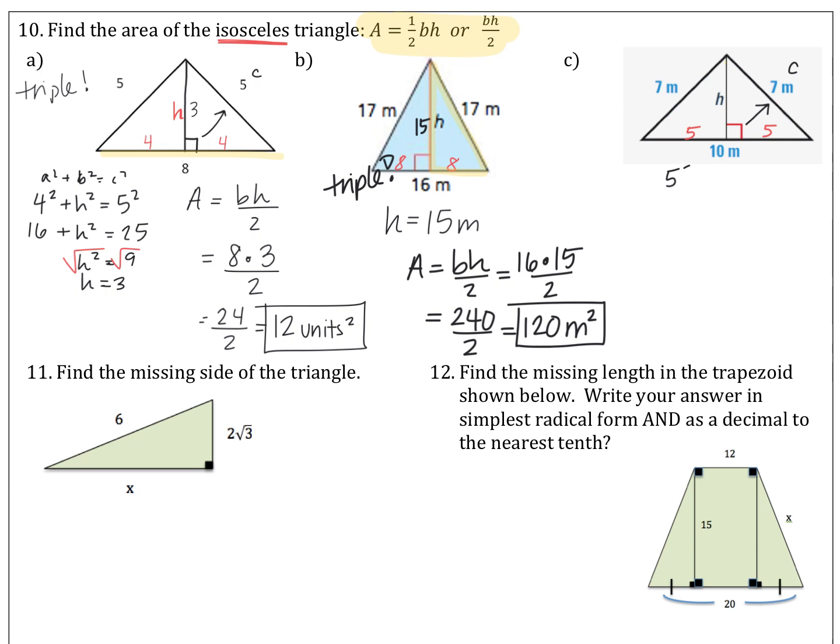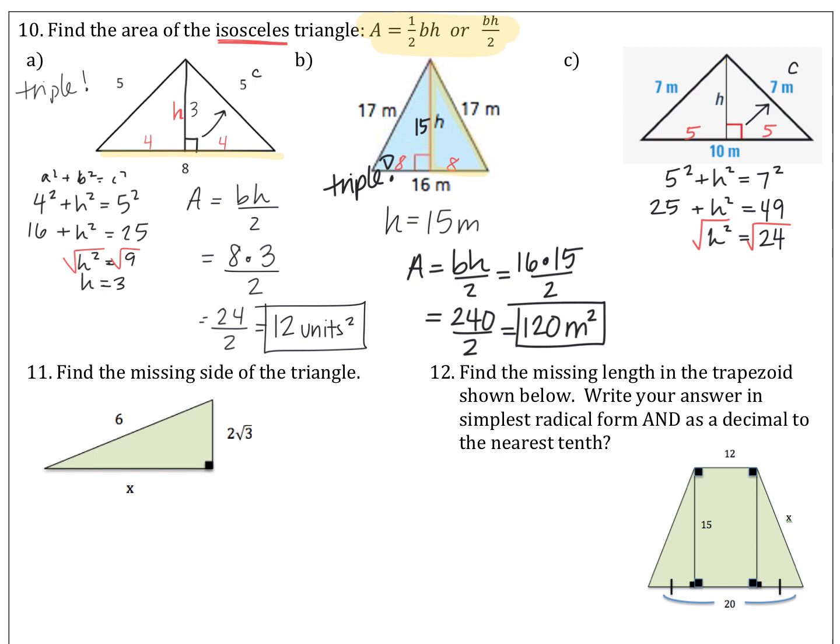So 5 squared plus h squared equals 7 squared. And we go about our merry way, squaring things. Remember, you don't have to use a calculator if you can use your chart or your brain. 49. What's 49 minus 25? 24. Okay. When we do the Pythagorean theorem, we always do what at the end? Square root. Okay, so you're taking the square root of 24.